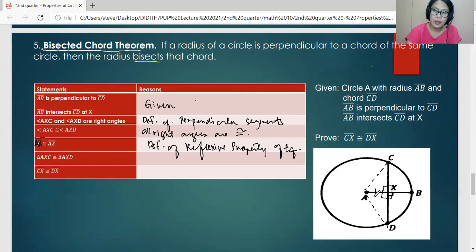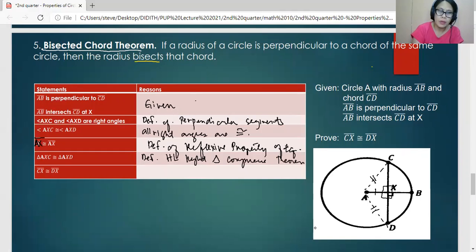Okay. And then we can say that the second corresponding sides are congruent. So the hypotenuse AC is congruent to AD because they are radii of circle A. So therefore, triangle AXC and triangle AXD are congruent because of the HL right triangle congruence theorem.